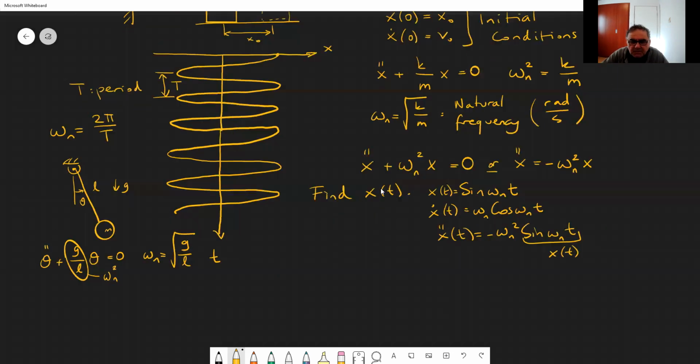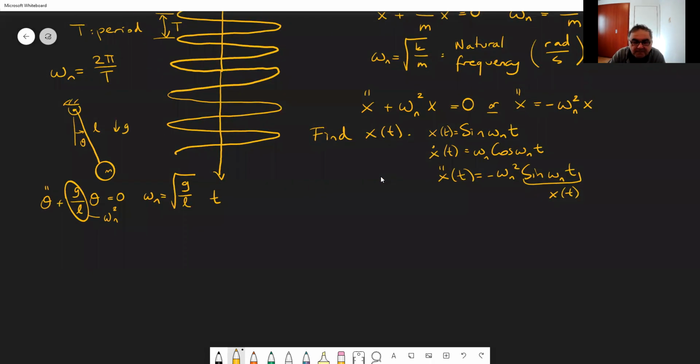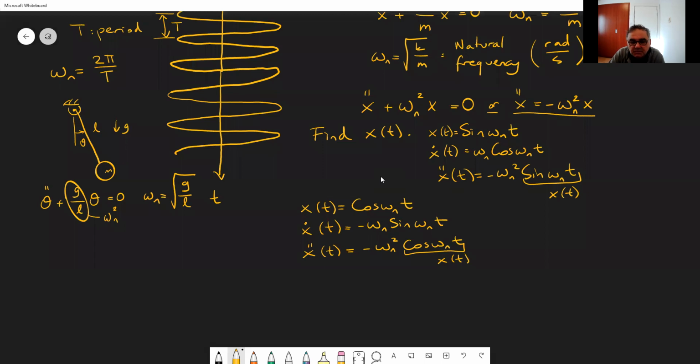Another possibility is to take a cosine, x of t equals cosine omega n t. Take one derivative: minus omega n sine omega n t. x double dot of t would be minus omega n squared cosine omega n t. And we have found another function, which is x of t itself. So it obeys our original equation. This is one solution, and this is another solution. Both are possible solutions.